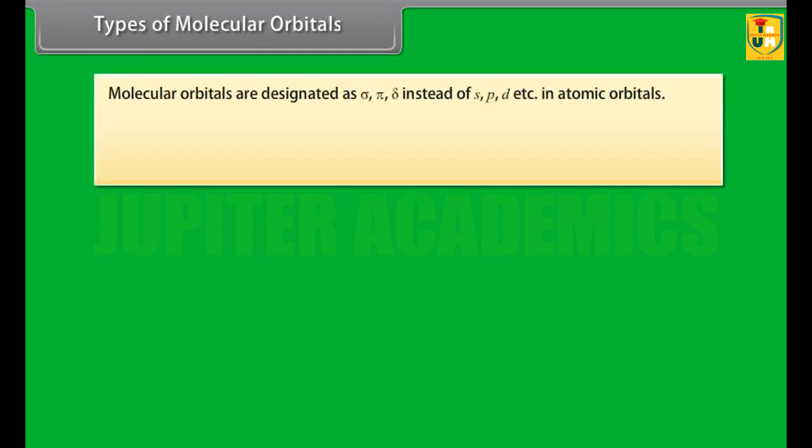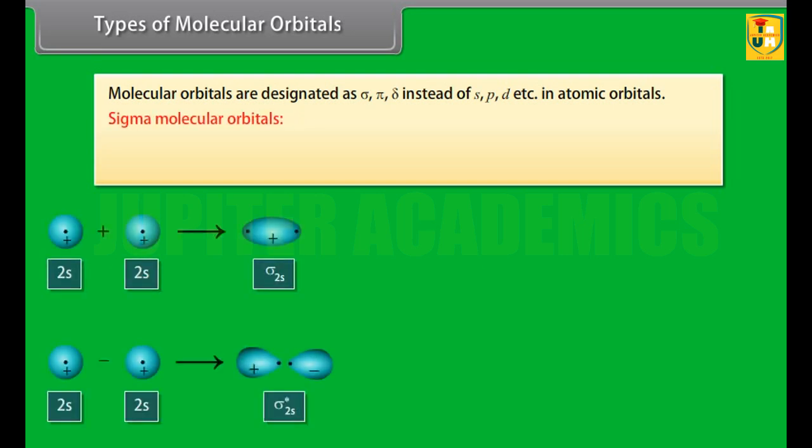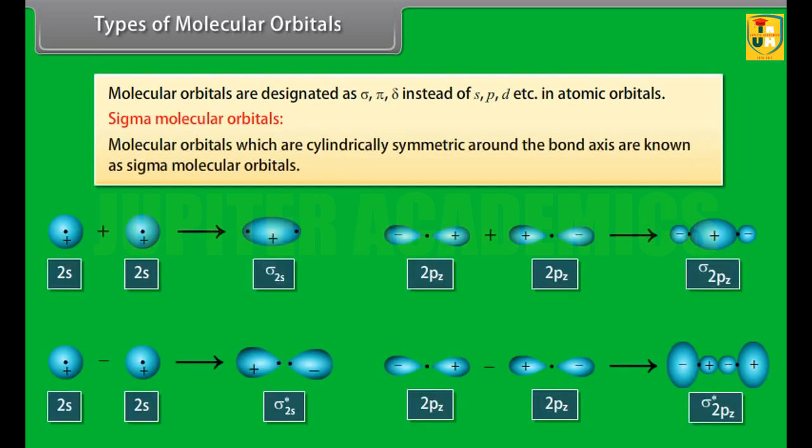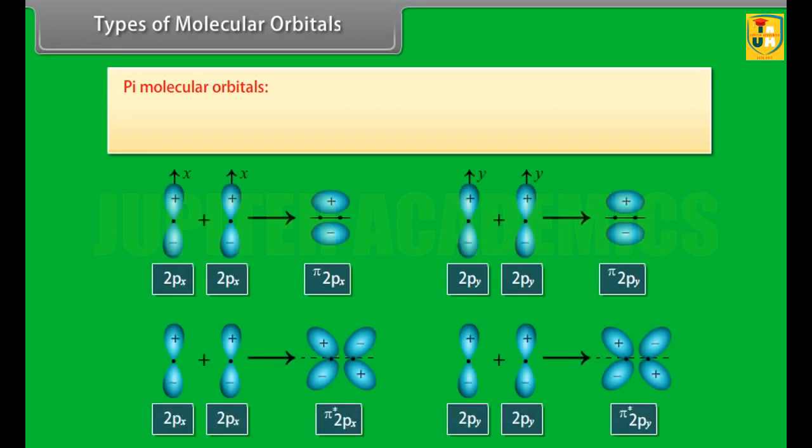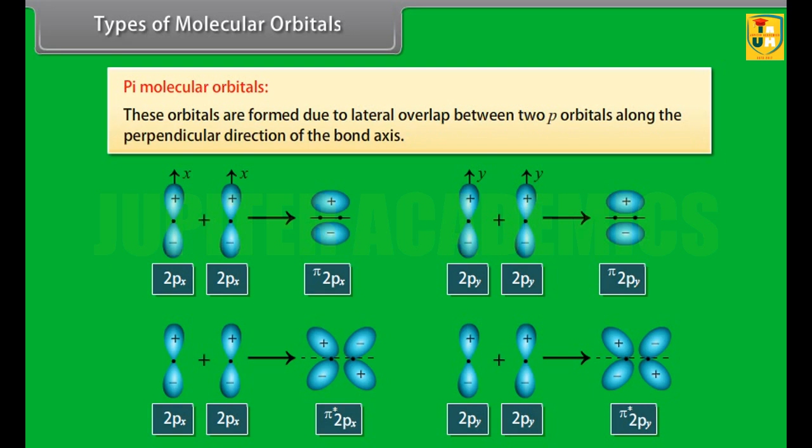Molecular orbitals are designated as sigma, pi, delta instead of s, p, d, etc. in atomic orbitals. Sigma molecular orbitals. Molecular orbitals which are cylindrically symmetric around the bond axis are known as sigma molecular orbitals. Pi molecular orbitals. These orbitals are formed due to lateral overlap between two p orbitals along the perpendicular direction of the bond axis.